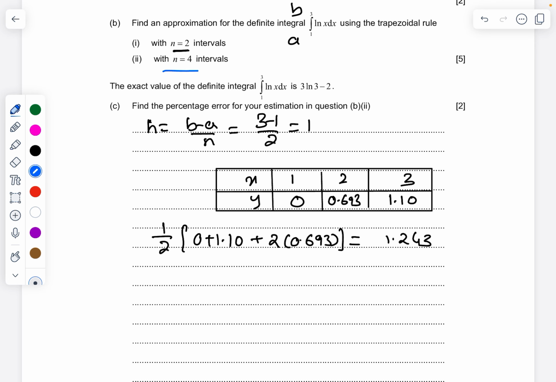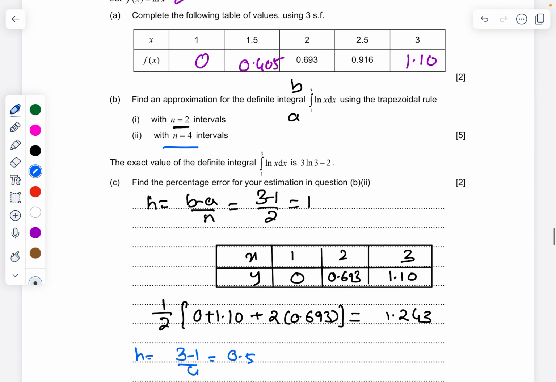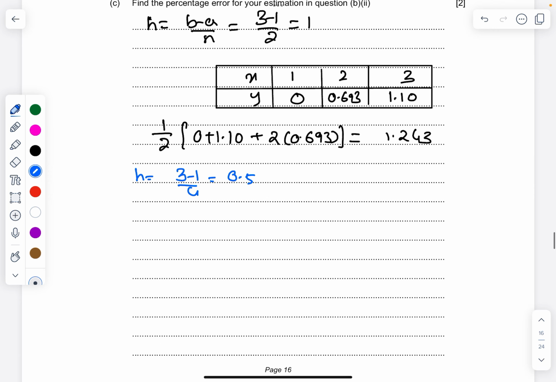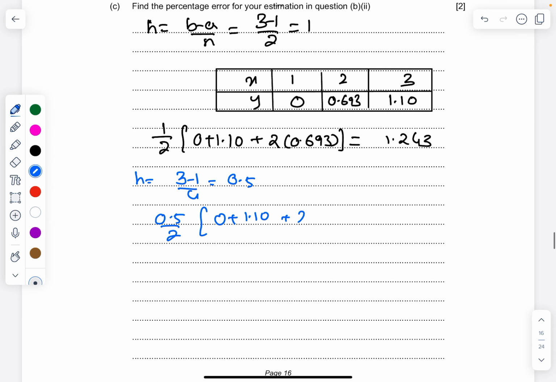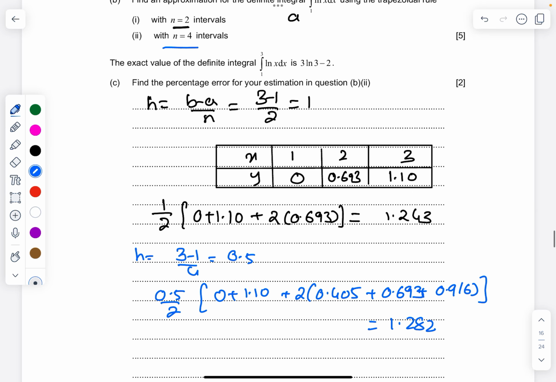Now when n equals 4, h equals 3 minus 1 by 4, which is 2 by 4, which is 0.5. So this is going to be the table for that, 0.5. So it is 0.5 by 2, first term plus last term 1.10, plus twice the sum of remaining terms 0.405 plus 0.693 plus 0.916. This gives me 1.282. Now the exact value of the definite integral is 3 ln 3 minus. Find the percentage error in part B2.